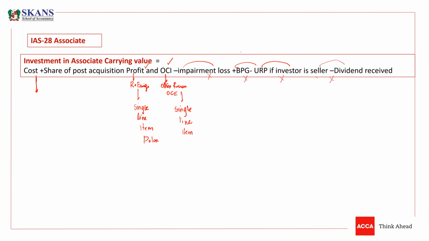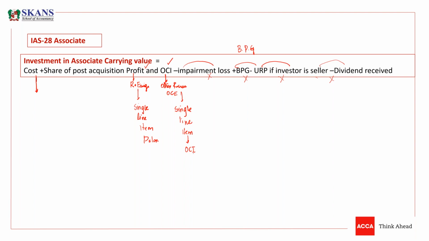What is BPG? It is bargain purchase gain. Just like goodwill, it is the negative goodwill. But right now, our focus is not on impairment loss, not on the bargain purchase gain, not on unrealized profit. We are actually talking about the share of OCI. So it should be shown as a single line item in OCI.